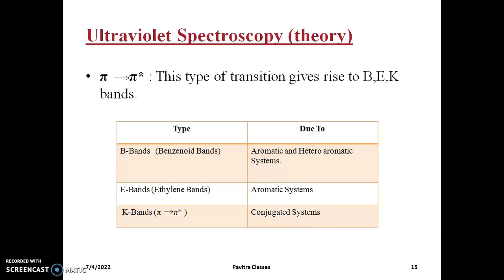Especially in the pi bonds, the pi to pi star transition usually gives rise to three types of bands: B bands, that is benzenoid bands, E bands, ethylene bands, and K bands. Aromatic and heteroaromatic compounds give the B bands, aromatic systems give the E bands also, and conjugated systems give the K bands. This is about the ultraviolet spectroscopy theory.